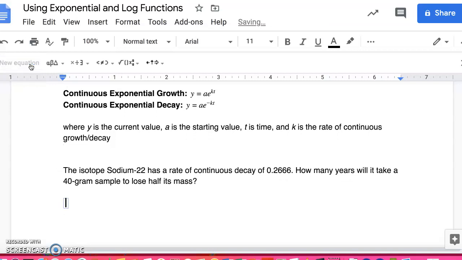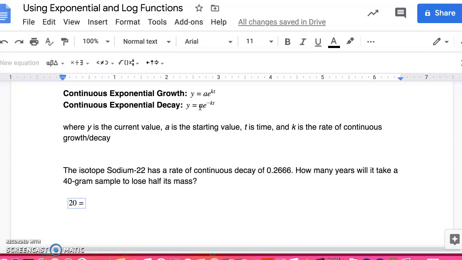Okay, so we just start plugging things in. Well, I guess first of all, we have to decide is it growth or decay. Okay, well, it tells us right here, it's got continuous decay. So I'm using this one with the negative exponent. And so y is the current amount that we have. I don't see it in the problem, but it's asking how many years will it take a 40-gram sample to lose half its mass? We have to think, okay, if I'm starting with 40 grams and I'm going to have half its mass remaining, then at some point I'm going to have 20 grams instead of 40.